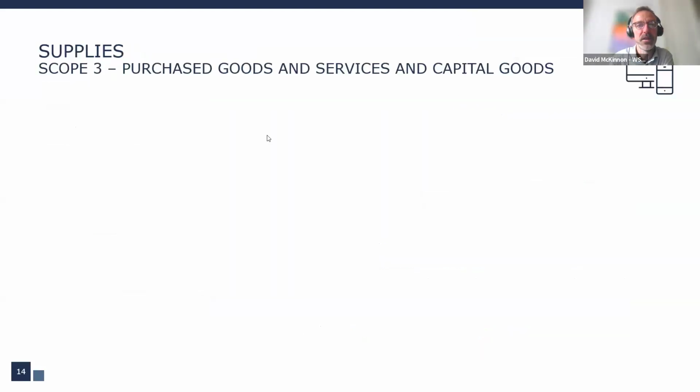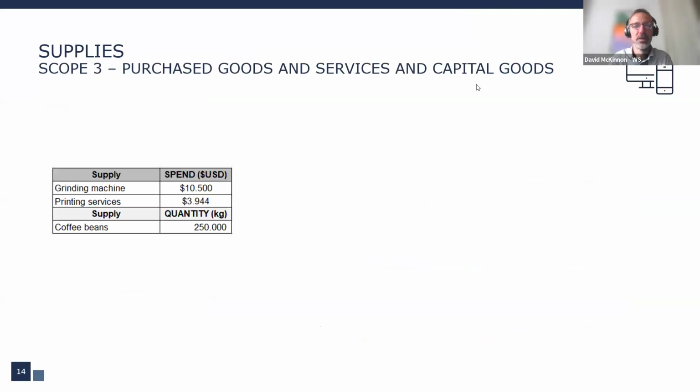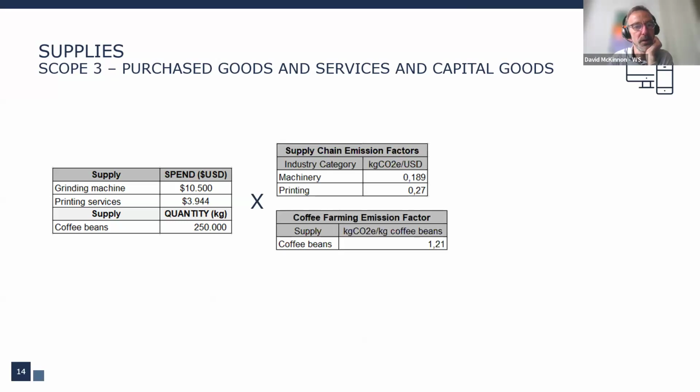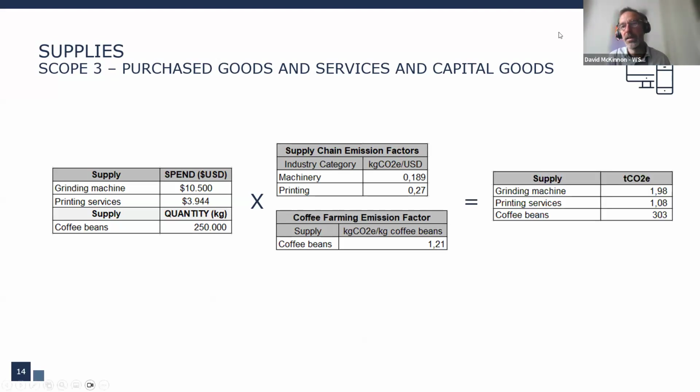Purchased goods and services and capital goods. So we have a grinding machine and printing services where we have spend data on it, and coffee beans where we have quantity in kilograms data. We have emissions factors for spend within two different categories. We have them for machinery and for printing. And we have a coffee farming emissions factor for coffee beans in kilograms. So we just quite simply multiply them together and get the results there.